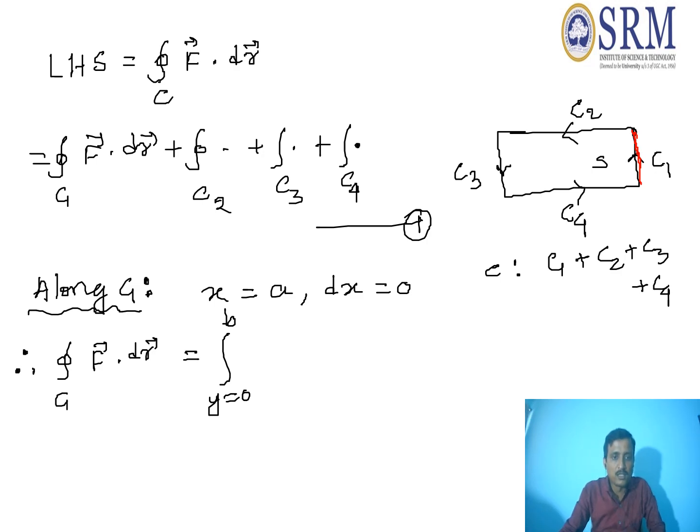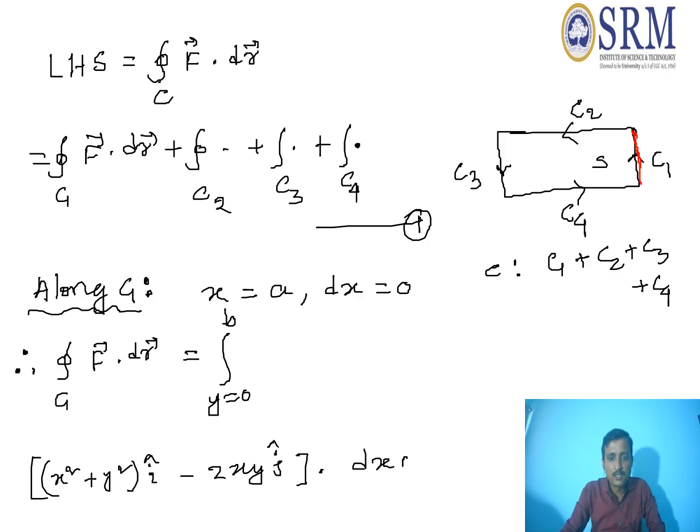So I am writing here what is f. It is given in the question. It is x square plus y square i minus 2xy j, this vector dot product with dr. Okay, and there is no z component, so that means it is dx i plus dy j. Fine. This is the dot product of these two. So is it clear? What if you do the dot product? So what you will get?